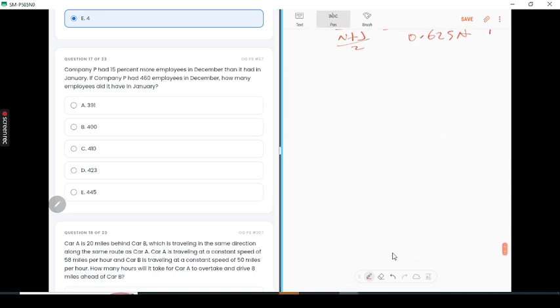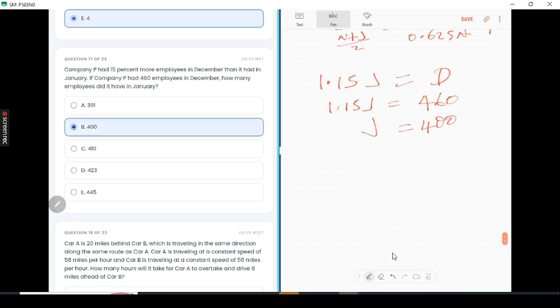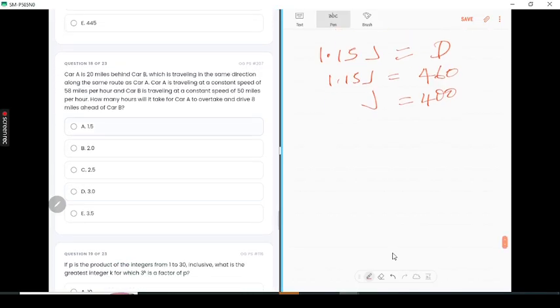Okay, Company P had 15% more employees in December than it had in January. If Company P had 460 employees in December, how many employees did it have in January? We have already used this concept before. Remember, he's saying increase January by 15%, which is 1.15. We have December, so 1.15 J equals 460. 460 divided by 1.15. Can you confirm that is 400 on your own end? You are not confirming. All right.